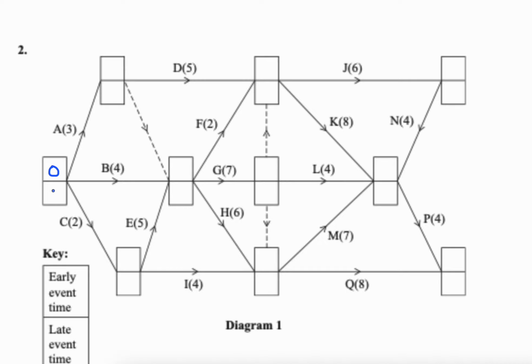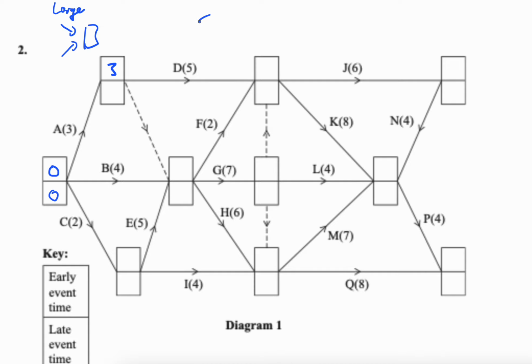No tasks have started yet. So then we write our 3 options. So 0 plus 3 is 3. Remember, when there's multiple ways in, which one do we pick? The biggest. We pick the largest going forward.